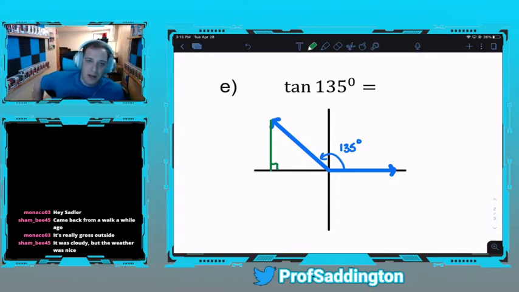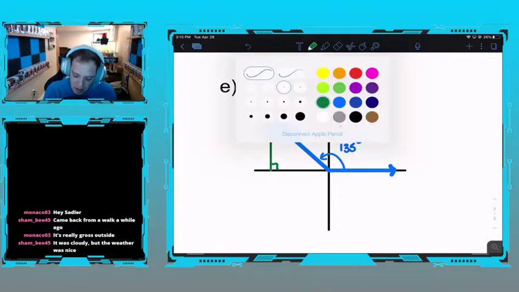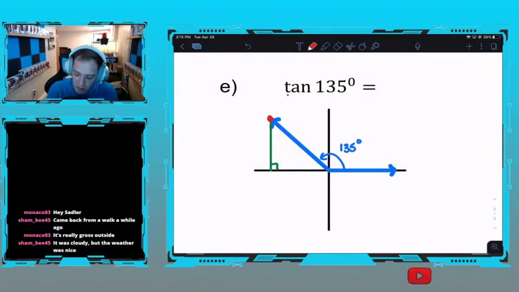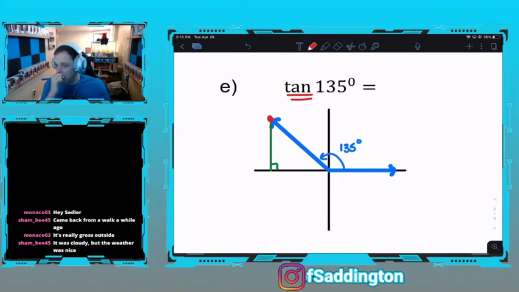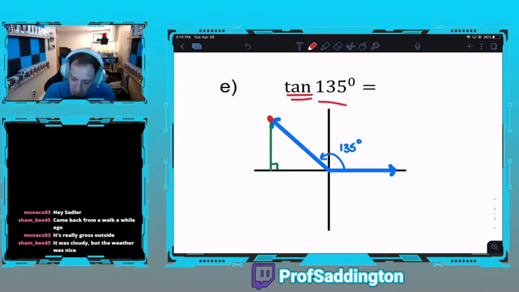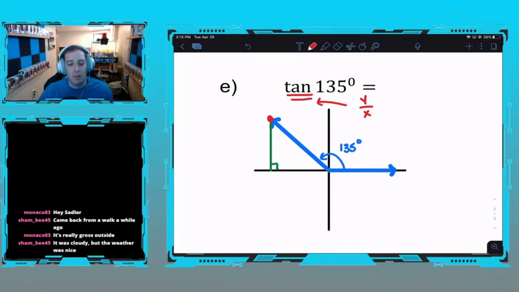And this time we have tangent. So tangent's a little weird because tangent is asking us to find the slope. In order to find the slope, it's the change in y over change in x. That's all tangent means. So tangent just means that we're looking for y over x. So this means we have to find both sides and then just divide them.